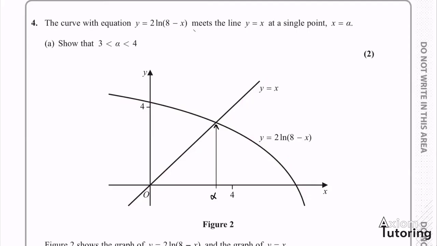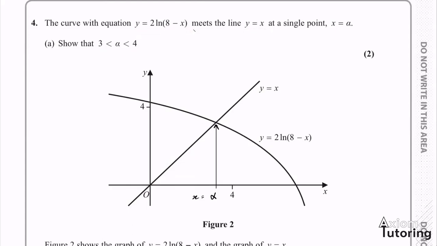Now, usually what we would do is we would solve for a point of intersection. You should be quite comfortable doing that. So we would substitute in y equals x into our y equals 2 ln 8 minus x, and then you just solve for x. However, that's not quite what this question wants because it's saying that we just want to show that alpha is between 4 and 3. We don't want an exact value for alpha.